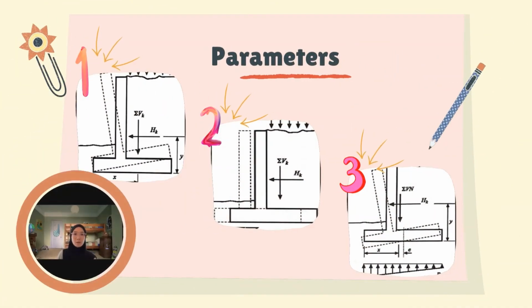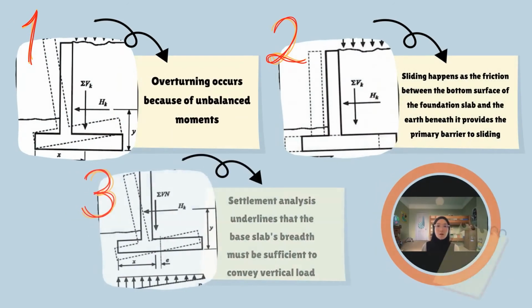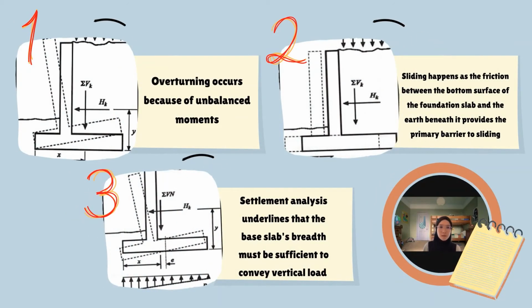There are several parameters in analyzing the stability of a cantilever retaining wall. The first parameter is overturning, the second one is sliding, and the third one is settlement. Overturning occurs because of unbalanced moments, when the overturning moment about the toe due to lateral pressure is larger than the resisting moment of the self-weight of the wall and the weight of soil above the heel slab.